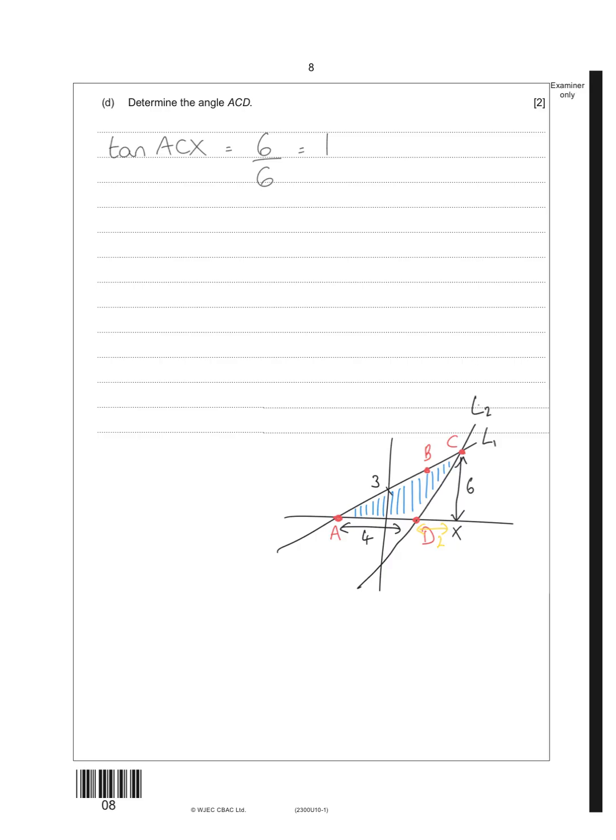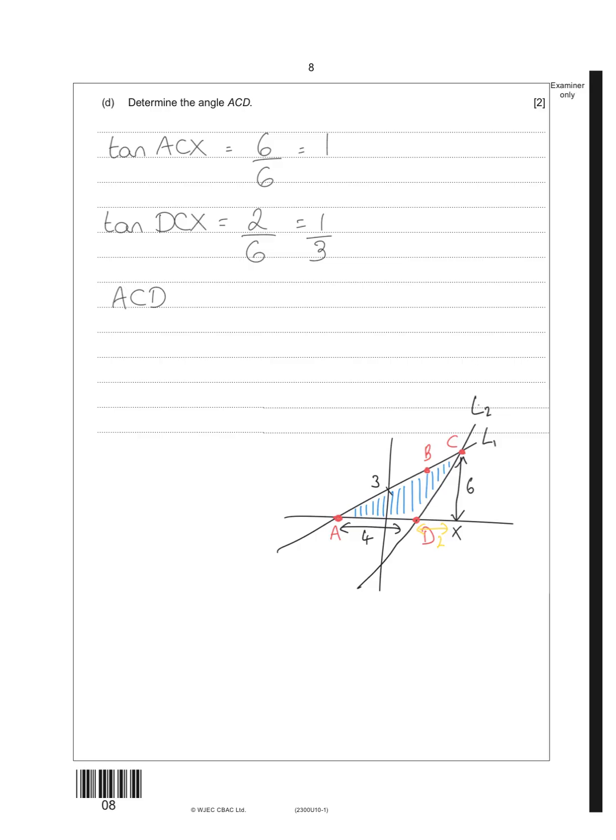Then if I look in this smaller right-angled triangle, I also now know the 2 shorter sides, so I can work out tan of DCX, and that is going to be, oh sorry, there's a train going past, that's going to be 2 over 6, which is 1/3.